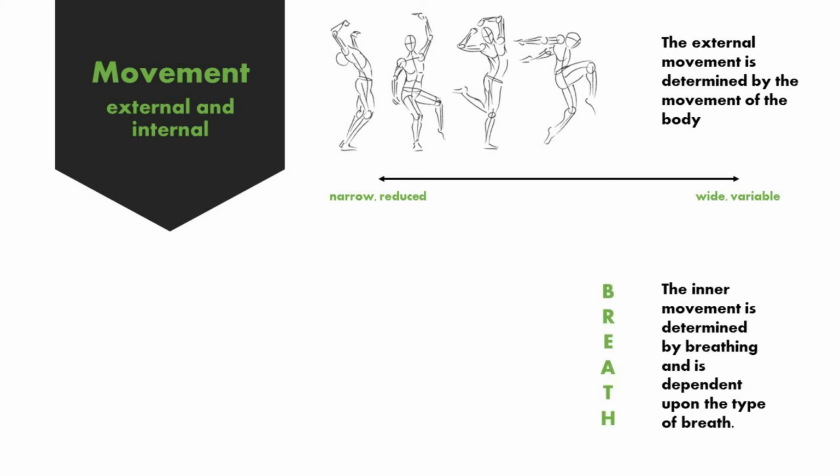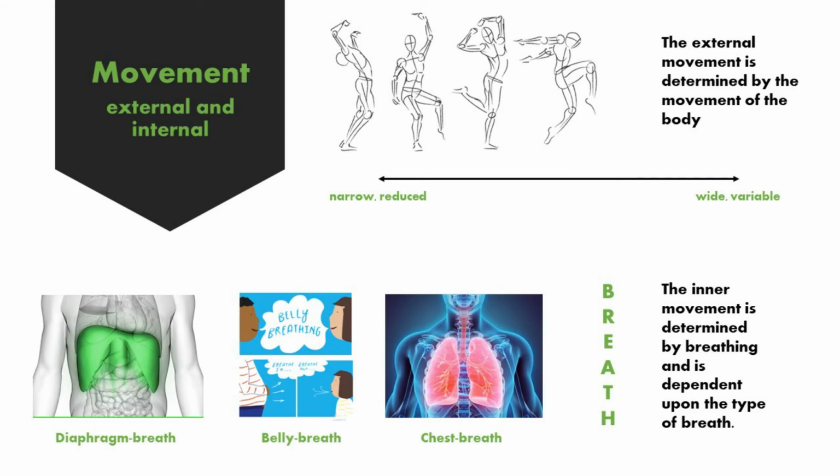Now, the second part of this movement law is the internal movement, and that, of course, is the breath. I'm pretty sure you're wondering when is the breath going to come into this? So the inner movement is determined by breathing, and it is also depending on the 3 different types of breath. And we're looking at diaphragm breath, belly breath, and chest breath. So that was your introduction to the 3 laws of the body.